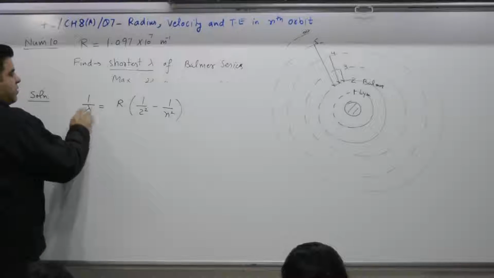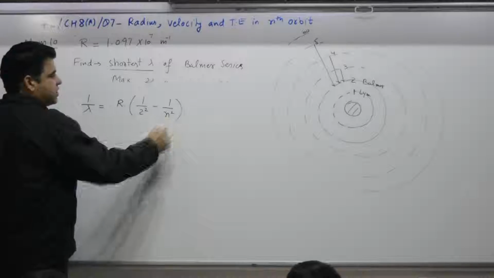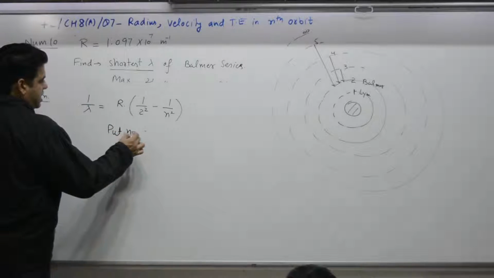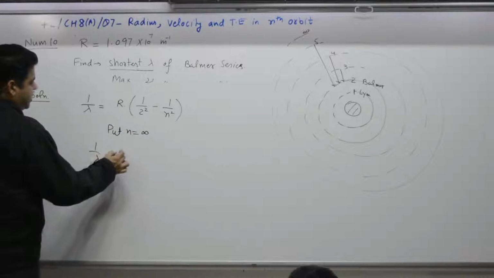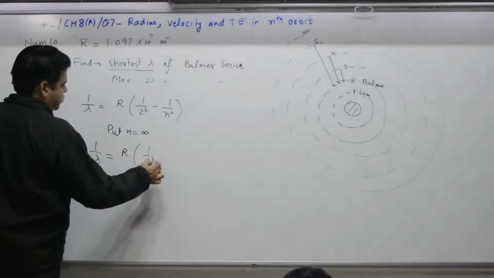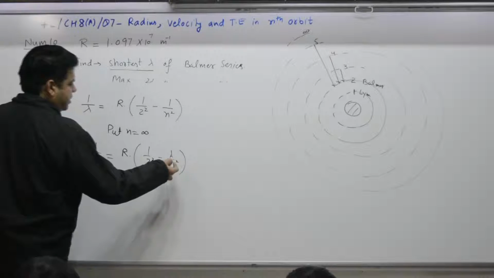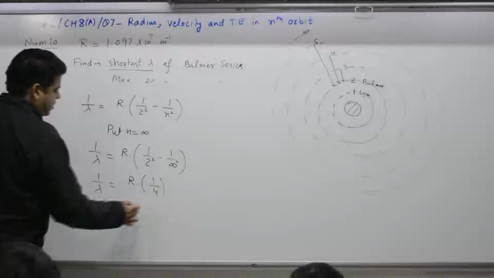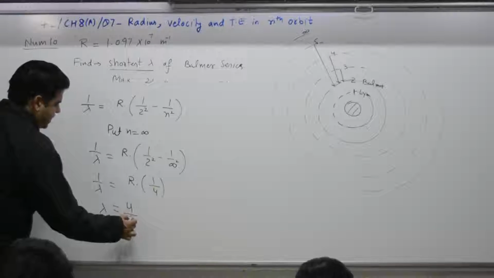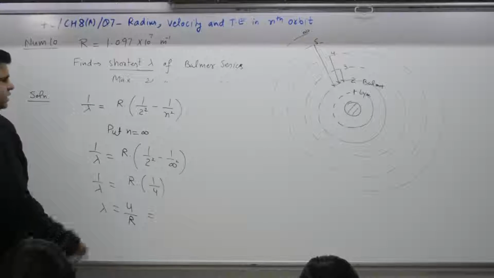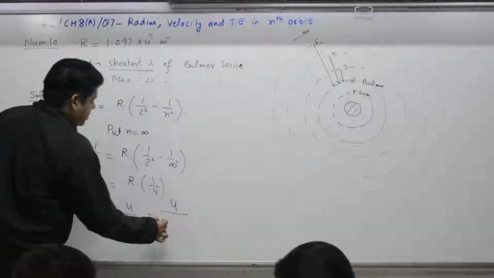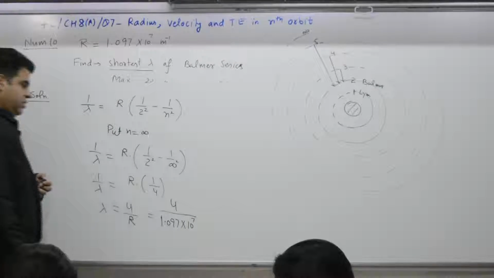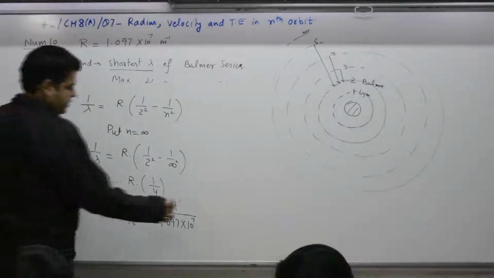Lambda is minimum when this part is maximum. That is n is equal to what? Infinity. N equal to infinity. What you get is 1 by lambda is equal to R, 1 by 2 square minus 1 by infinity square, that is infinity. 1 by lambda is equal to what? R into 1 by 4. Lambda is equal to what? 4 by R. First you get answer in meters. Do it: 4 divided by 1.097 into 10 raised to the power 7. First find lambda in meters.